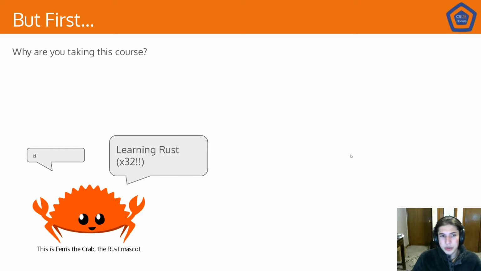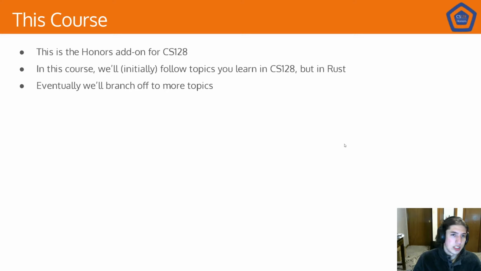Okay, and then why are you taking this course? And of course, the really major response we got here was to learn Rust, which is great to see. Really, that's the purpose of this course. But let's talk about that a little bit more. So, quick reminders. This course is the honors add-on for CS 128. It's not a replacement. This is just some additional content. Initially, we'll follow topics you're learning in CS 128, but we cover that content in the Rust programming language, which we'll talk about in just a bit.